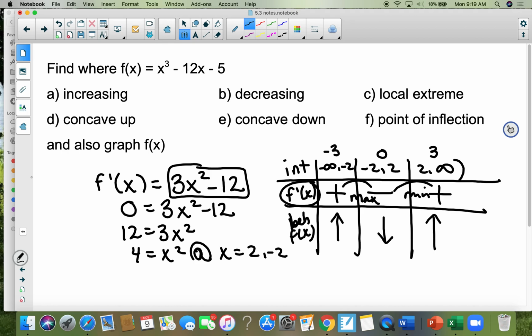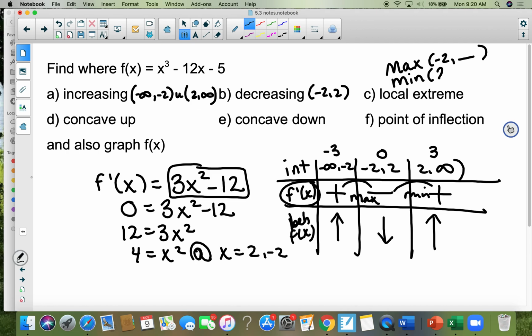So I'm going to fill this in right here. It's increasing, by looking at my chart, from negative infinity to negative 2, union 2 to infinity. It's decreasing from negative 2 to 2. And I know I have a max at negative 2, comma, and don't forget to find the y value. And I know there's a min at positive 2, and don't forget the y value.